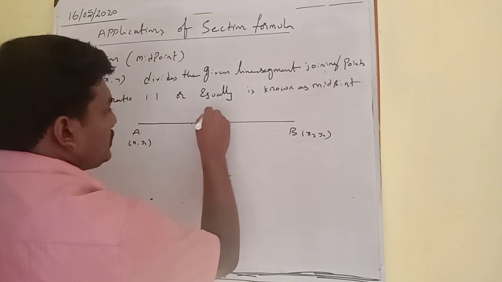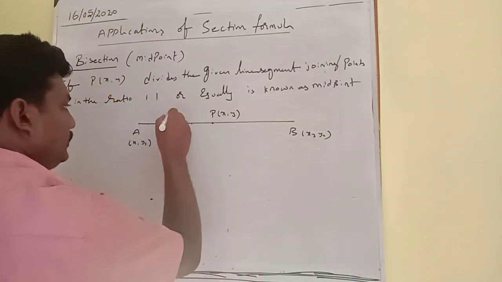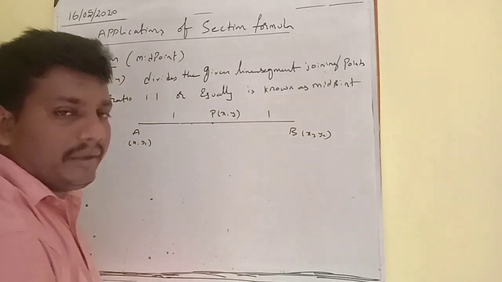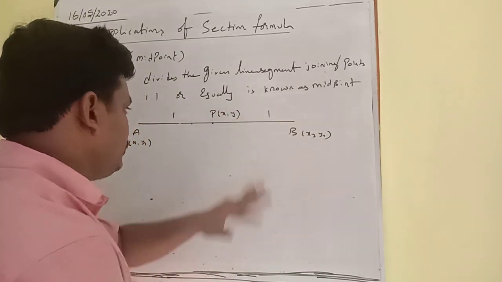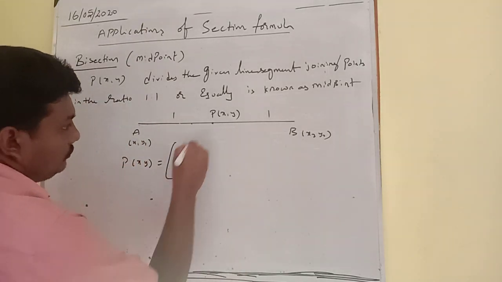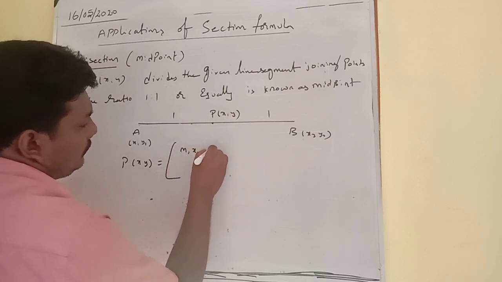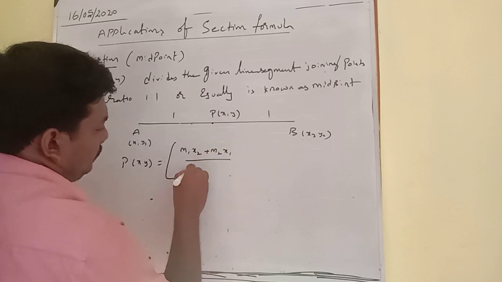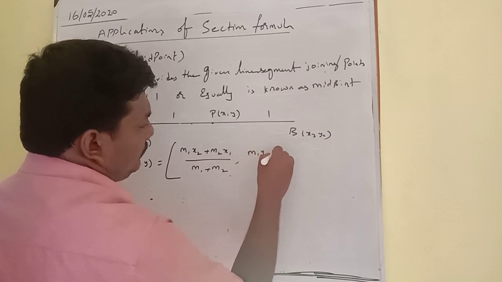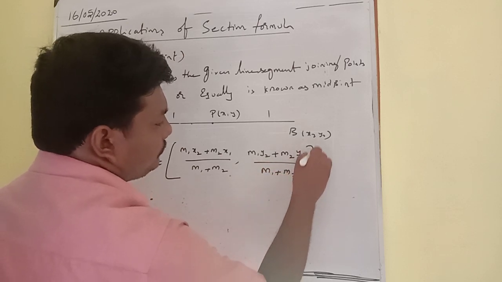Now let me consider this is A(x1, y1) and B(x2, y2), and this is P(x, y). If it is the middle point, then by sectioning this is a 1:1 ratio, so m1 is to m2 where m1 and m2 are both the same. That is the reason we take it as 1:1. So we have the formula P(x, y) equals, if it is an internal point, (m1 x2 plus m2 x1) by (m1 plus m2), comma, (m1 y2 plus m2 y1) by (m1 plus m2).